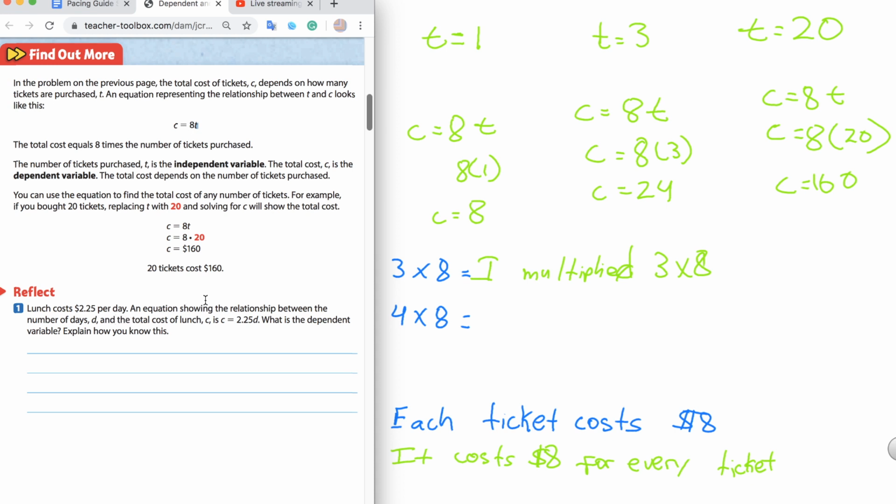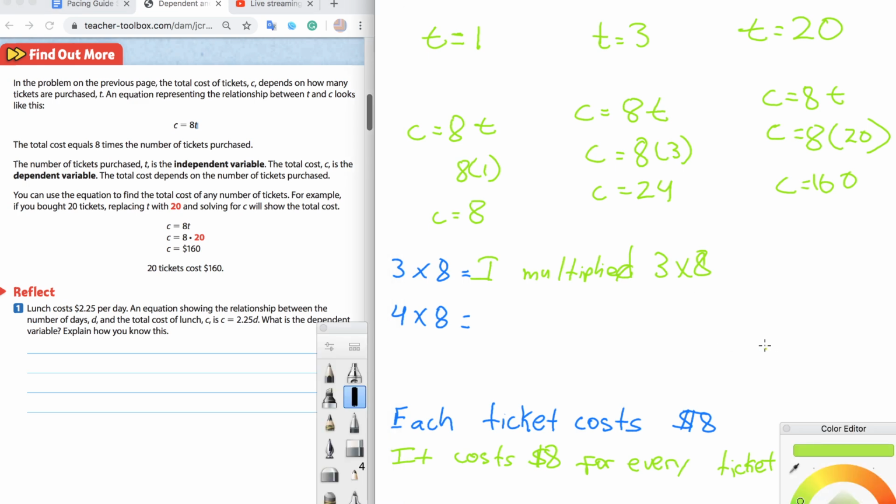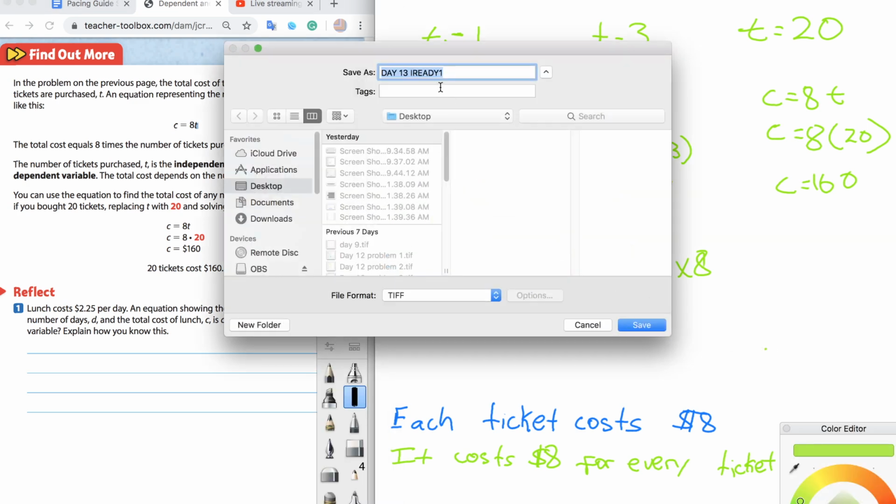Now it says lunch costs $2.25 per day. An equation shows the relationship between the number of days, D, and the cost of the lunch, which is C. So now in this problem, I guess let me save this real quick. This is day 15.